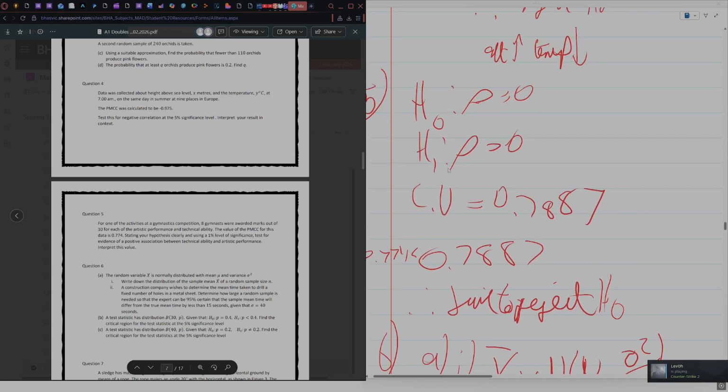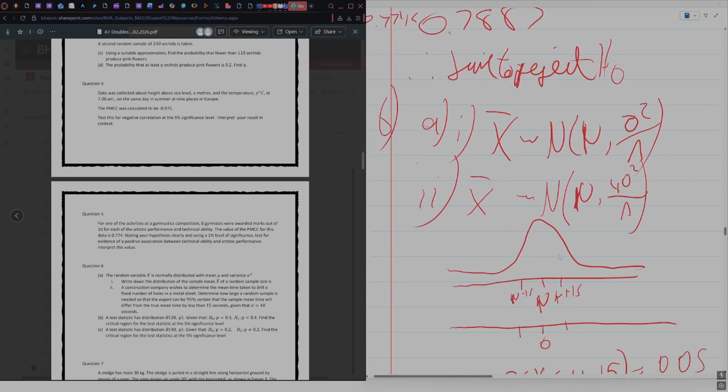Next, another test. Again, do the same thing: critical value with the formula book, compare them, fail to reject. And then this question, we did this in class, so I do actually understand what I'm supposed to do here, but if anyone didn't do this question in class, I feel bad.